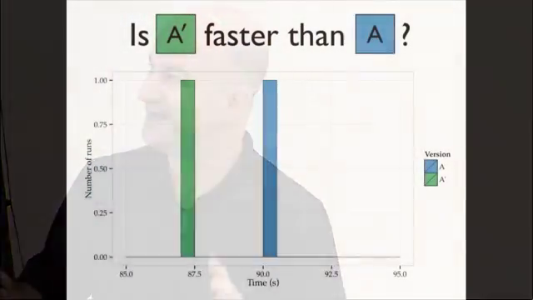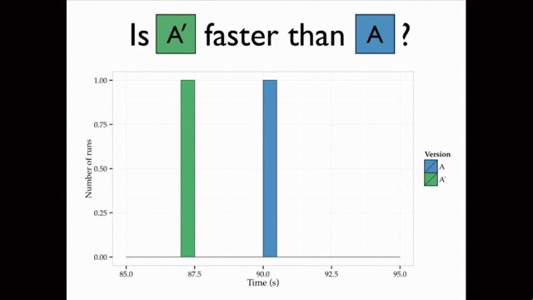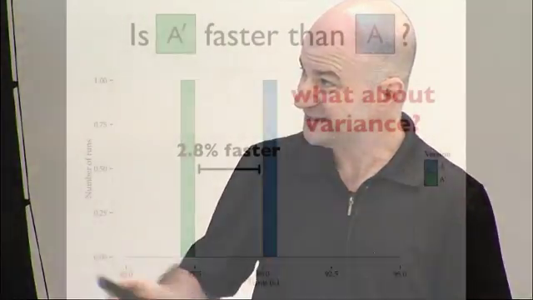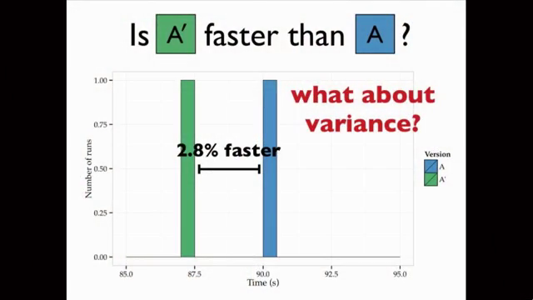This is really how we formulate this. We say, is A prime faster than A? And you look at the time, and you look at the bars. You say, oh, this bar is to the left of the other bar. Fantastic. So clearly, A prime is faster. And in fact, in this case, the difference is 2.8% faster. All right, what's the first obvious objection to this?